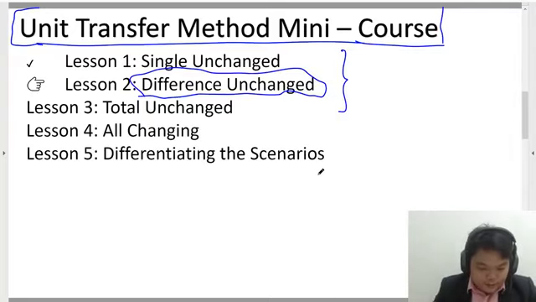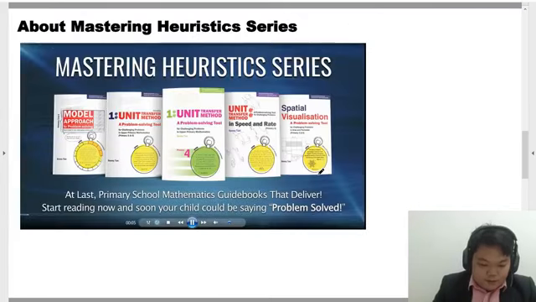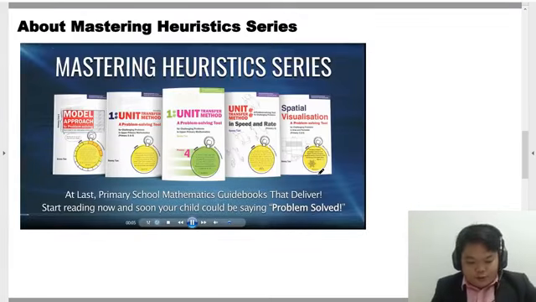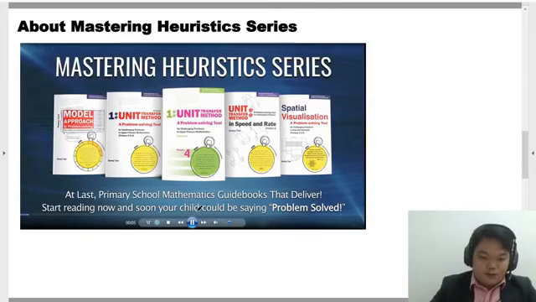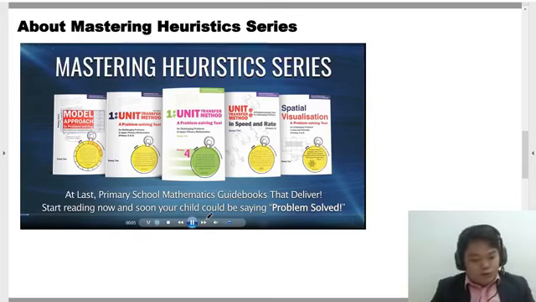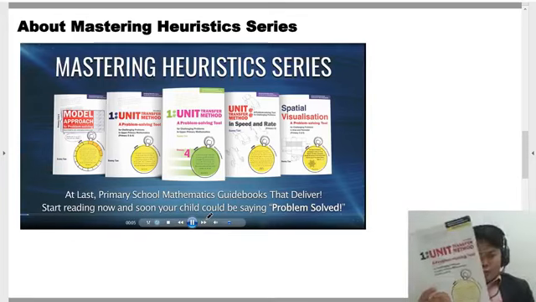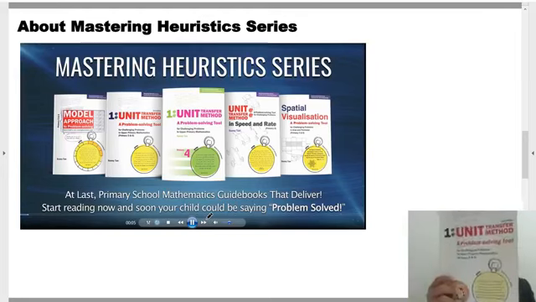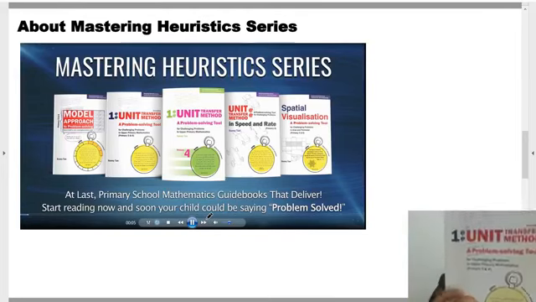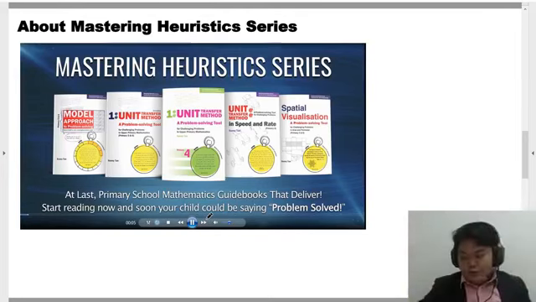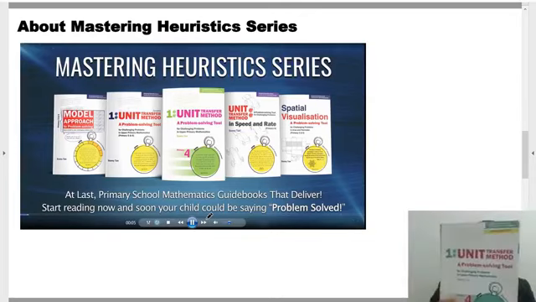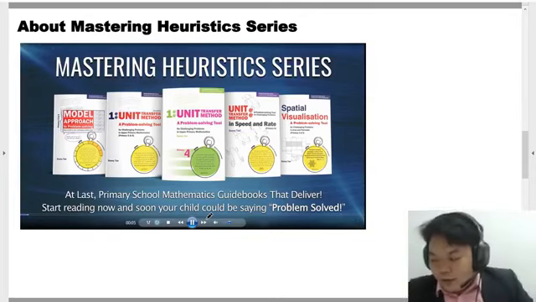Okay, so all these are based on the Mastering Heuristics series that my boss and mentor, Mr. Sunny Tan, has written over the years. There are these 2 books over here, which is on the unit transfer method. This is for P5 and P6. This is for P4.